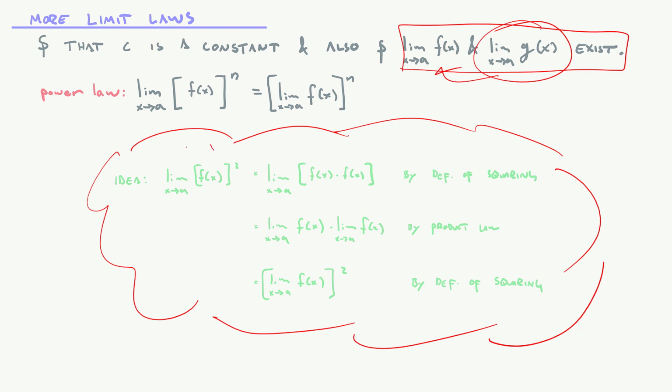If I wanted to show that the limit as x approaches a of f of x squared is equal to this, the first thing that I would do is apply the definition of squaring to f of x squared. It means f of x times f of x, and because I have two functions here, I can then use the product law, applying the limit as x approaches a to both of them. But when you multiply something by itself, that's the definition of squaring, and so by just the definition of squaring in the product law, we're able to show that the limit as x approaches a of f of x squared is the same as the limit as x approaches a of f of x quantity squared.